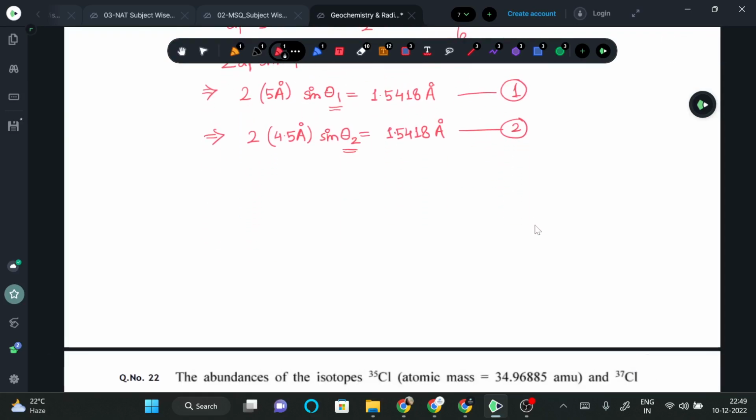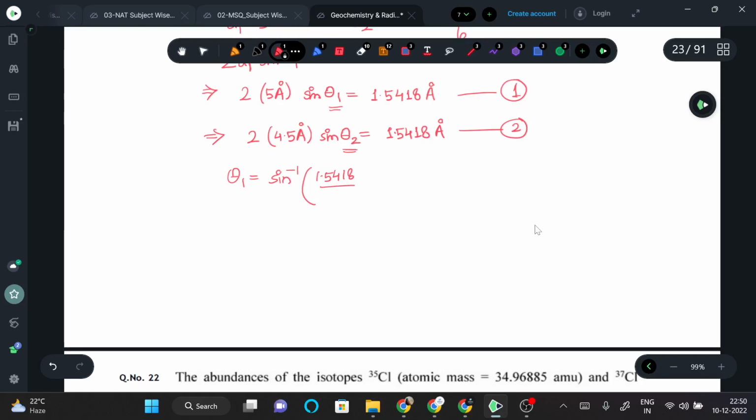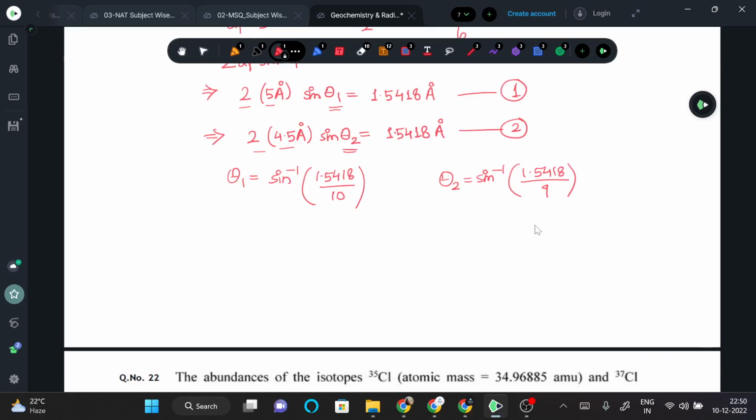Now what will we get from here? Theta 1 will be sine inverse of 1.5418 divided by 2, actually it won't be 2, it will be 2 into 5, so divided by 10. Similarly, theta 2 will be sine inverse of 1.5418 divided by 4.5 into 2, which is 9. Can you calculate these two values? What will be theta 2 minus theta 1?